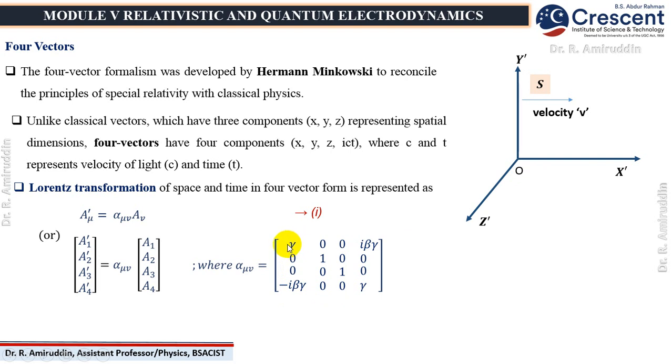We do have the term gamma, like we have seen in the last slide. This term gamma has its location in all the four corners. So we can see gamma, gamma, gamma and gamma, and i beta at the top right, minus i beta at the bottom left, and diagonally we have 1 and 1, and all the other terms will be noted as 0. So this is the 4 cross 4 representation of alpha mu v.